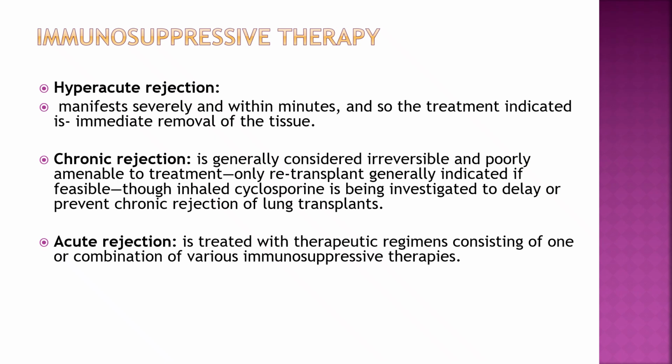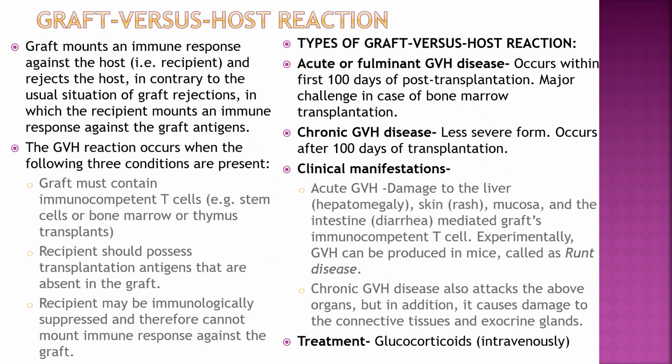Immunosuppressive therapy. Hyperacute rejection manifests severely and within minutes, so the treatment indicated is immediate removal of the tissue. Chronic rejection is generally considered irreversible and poorly amenable to treatment. Only retransplant is generally indicated if feasible, though inhaled cyclosporine is being investigated to delay or prevent chronic rejection of lung transplant. Acute rejection is treated with therapeutic regimens consisting of one or a combination of various immunosuppressive therapies.